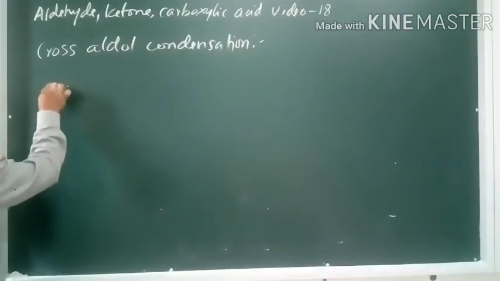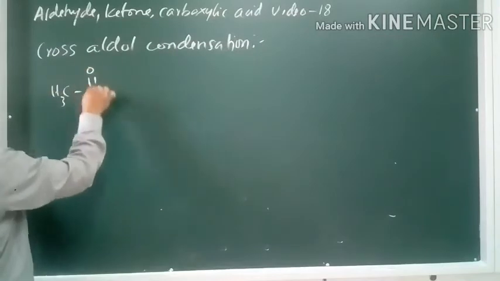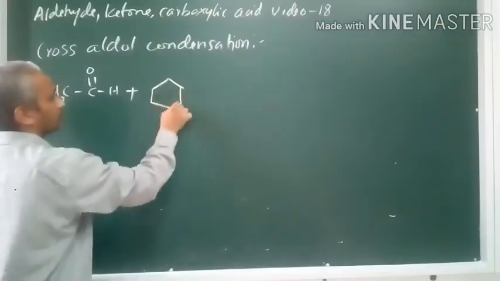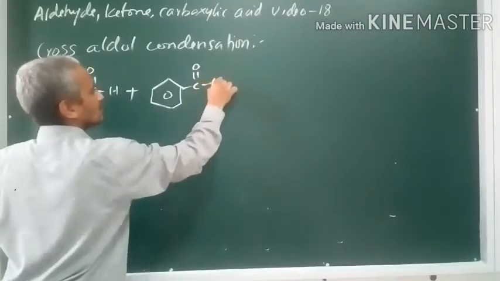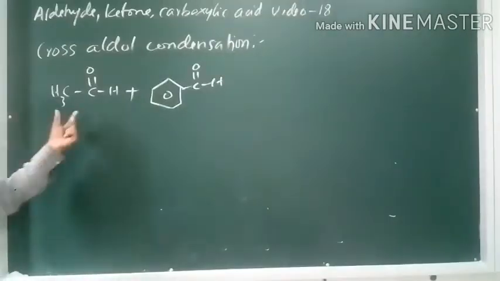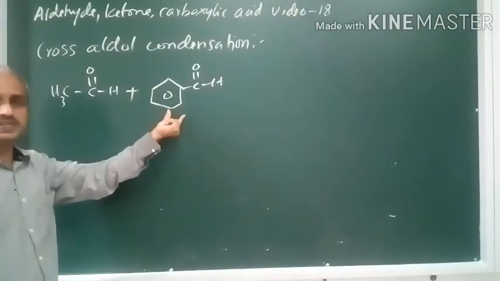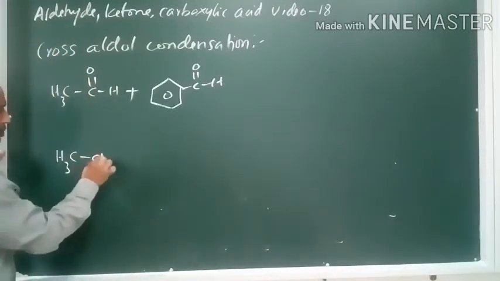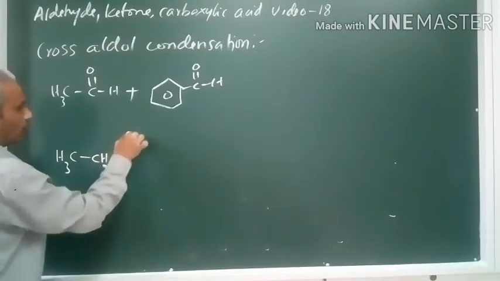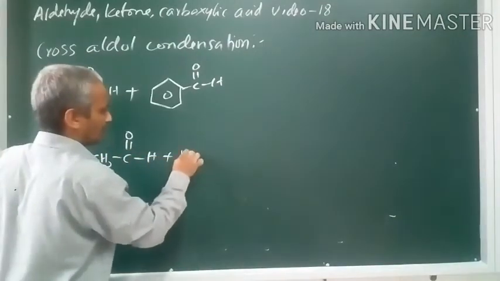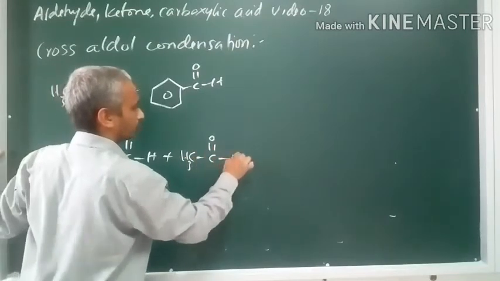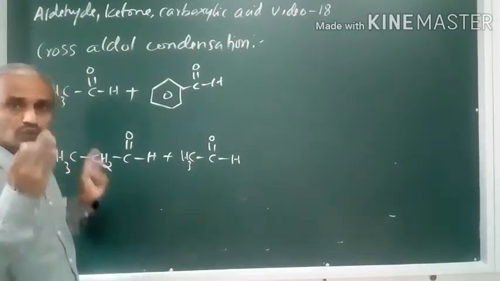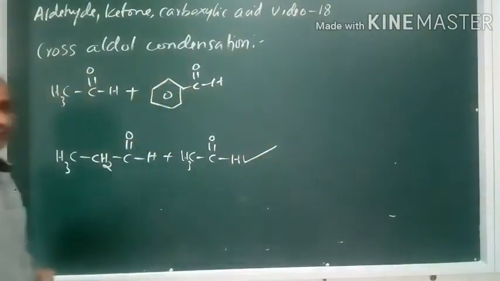Now take this example. CH3 CHO reacts with benzaldehyde. Again cross aldol, because one is acetaldehyde and another is benzaldehyde, two different aldehydes. CH3 CH2 CHO reaction with CH3 CHO. This is propanal, this is ethanal, two different aldehydes, again cross aldol only.